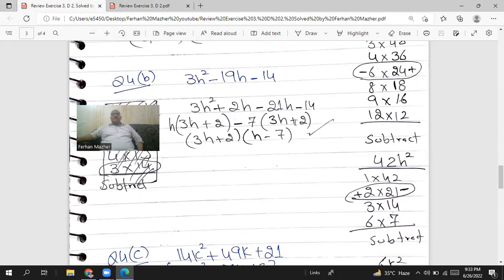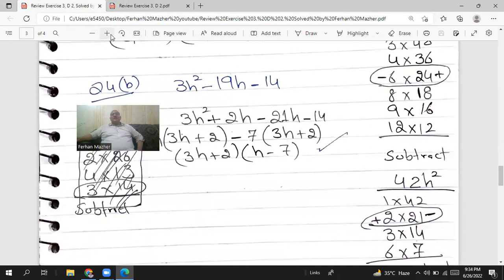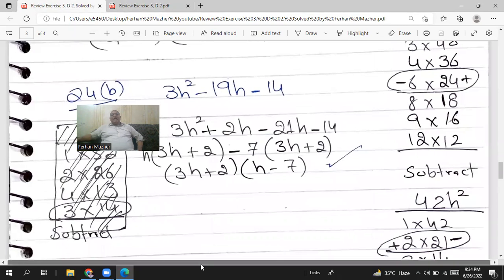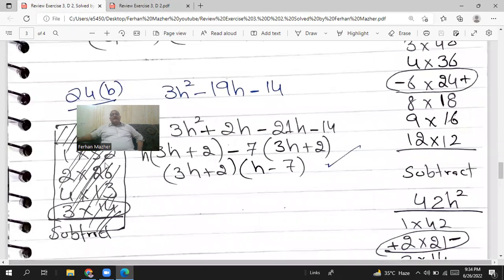From this term and from this, you can see that the 3h plus 2 bracket is common. You take it common. From here, you will get h. From here, you will get minus 7 in the second bracket. And this is how you will factorize it. I hope you understand. Let me increase the size so you can see the whole question. And this is how this is done.